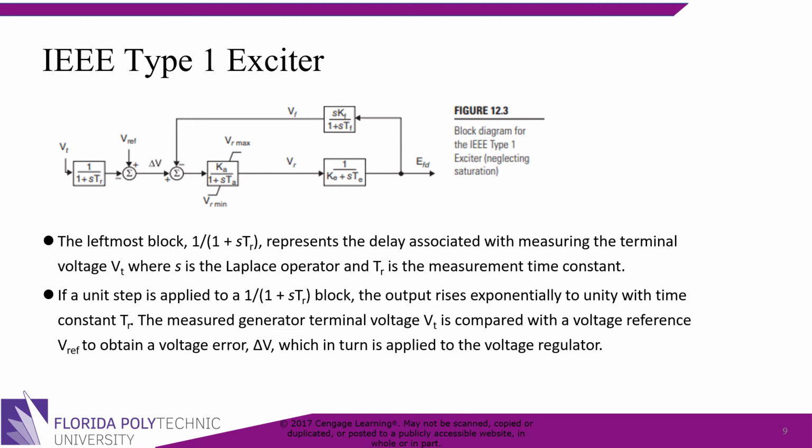The leftmost block represents the delay associated with measuring the terminal voltage Vt, where S is the Laplace operator and Tr is the measurement time constant. If a unit step is applied to that block, the output rises exponentially to unity with time constant Tr. The measured generator terminal voltage Vt is compared with a voltage reference Vref to obtain a voltage error delta V, which in turn is applied to the voltage regulator.